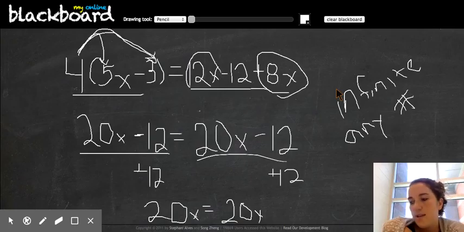Go ahead, do the independent practice. The first problem we already did together, that was a typo. So just do the bottom two. Tell me whether they're one solution, no solution, or infinite solutions. Good luck.